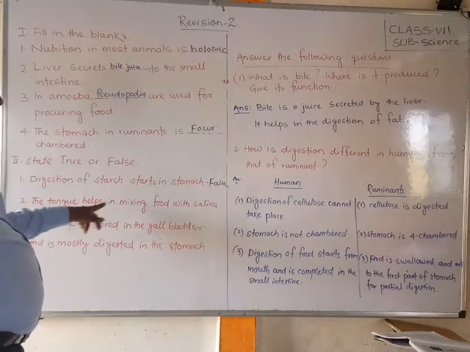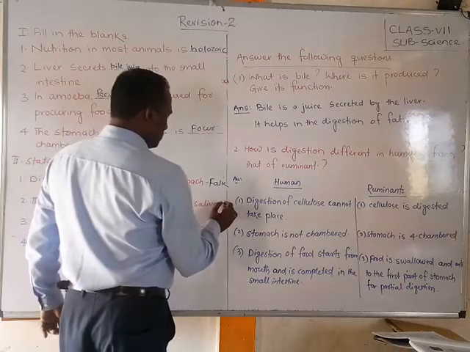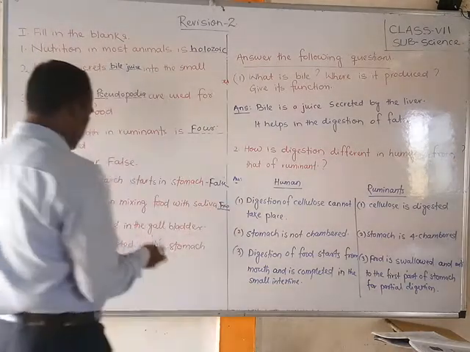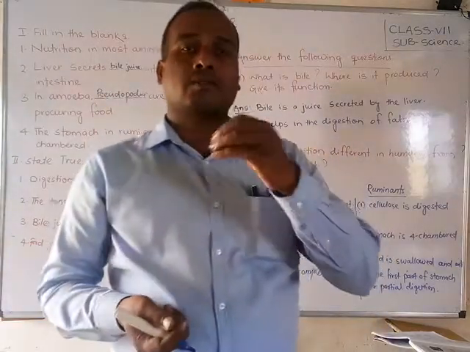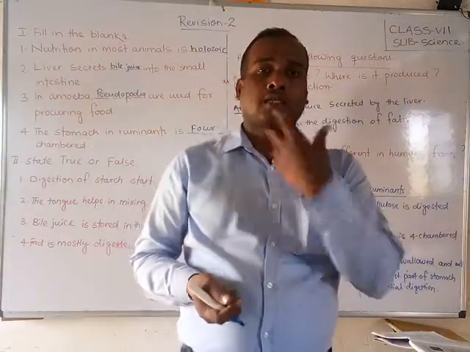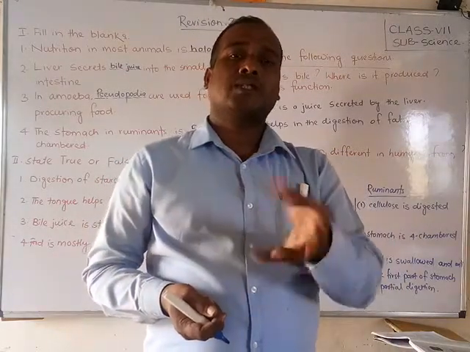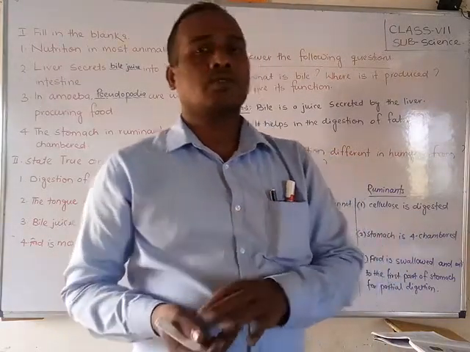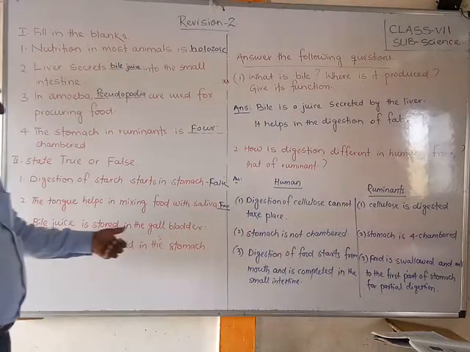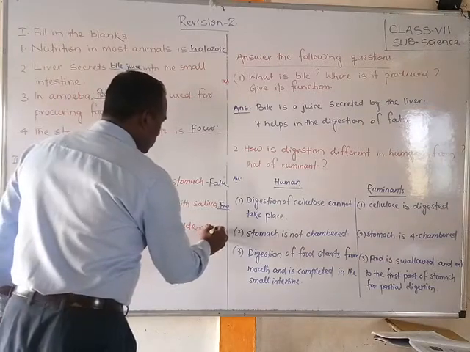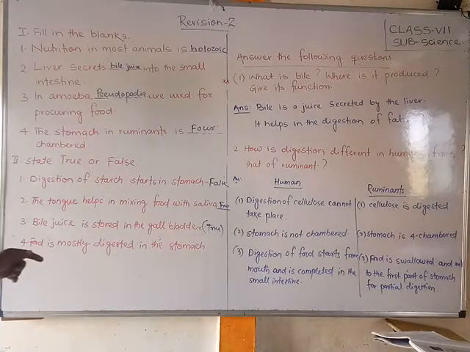The tongue helps in mixing food with saliva. Yes, it is true, because whenever we take food and chew, the saliva is secreted and mixes with the food. Bile juice is stored in the gallbladder. Yes, it is also true, because it is secreted from the liver.